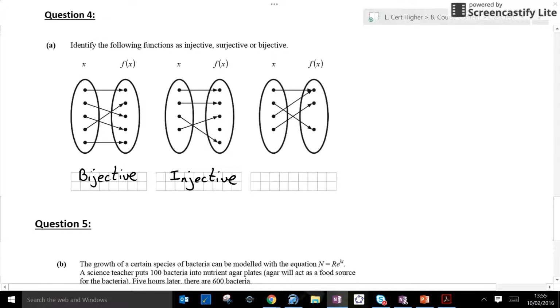Our next function has two inputs mapping to the same output. Therefore, it's not one-to-one, and it is surjective.